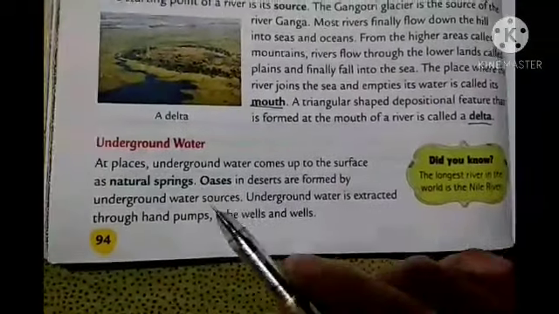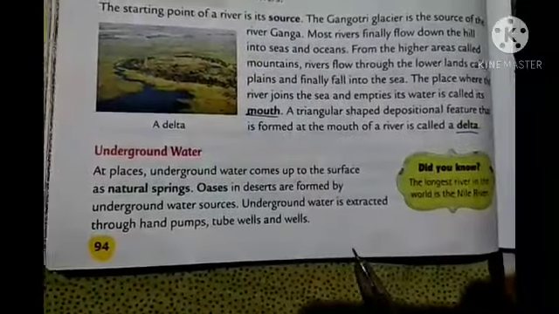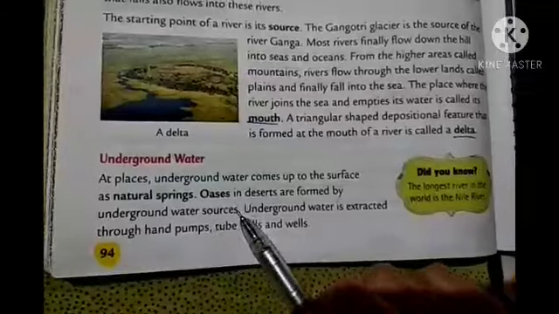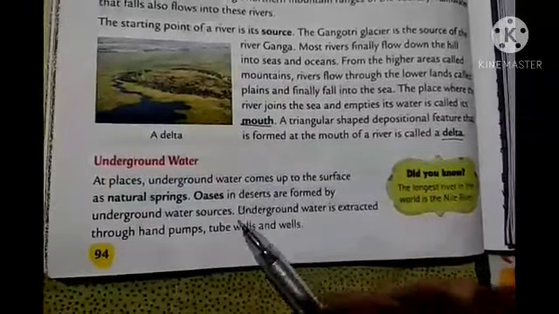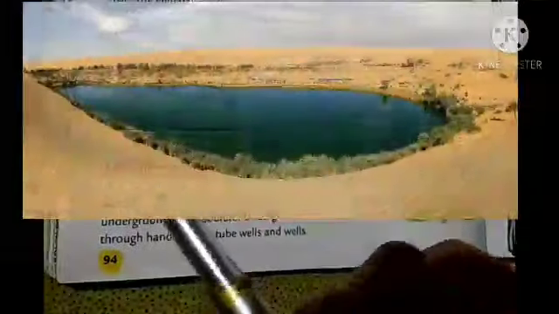So what is an oasis? A place in the desert where water is found is called an oasis. Oases in deserts are formed by underground water sources. That is called your oasis, which is found in the desert. I will attach the picture here, you see.